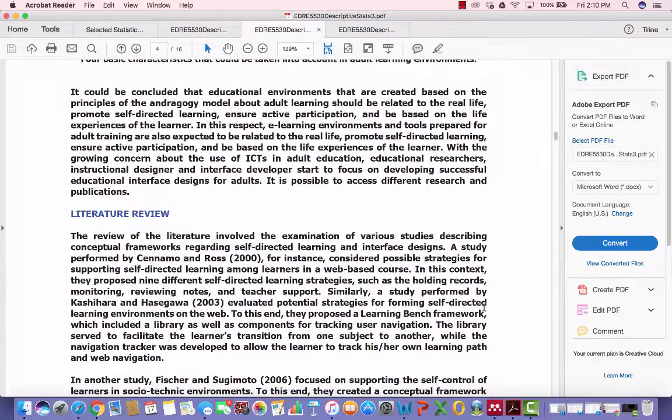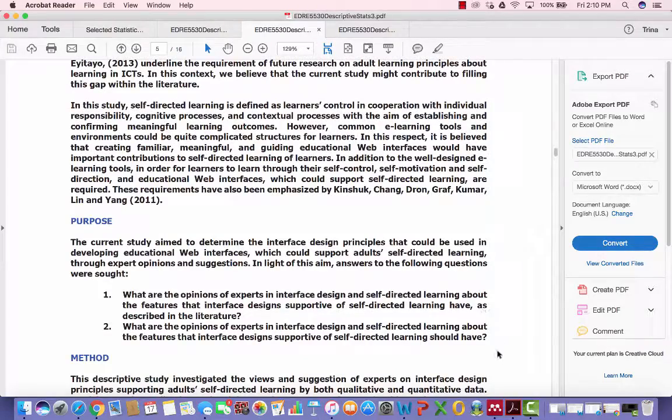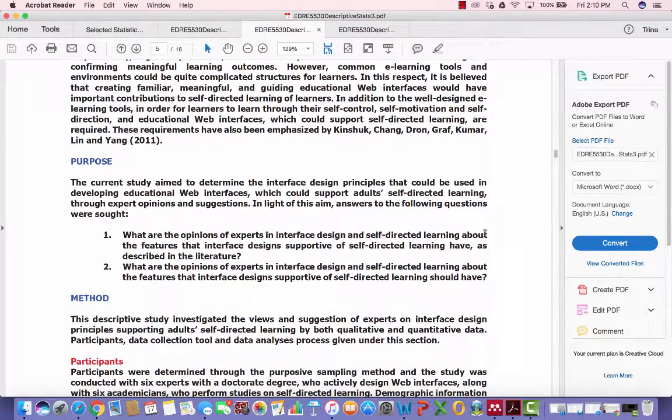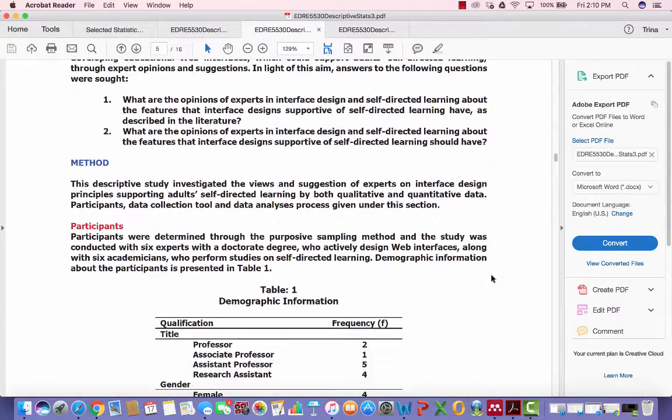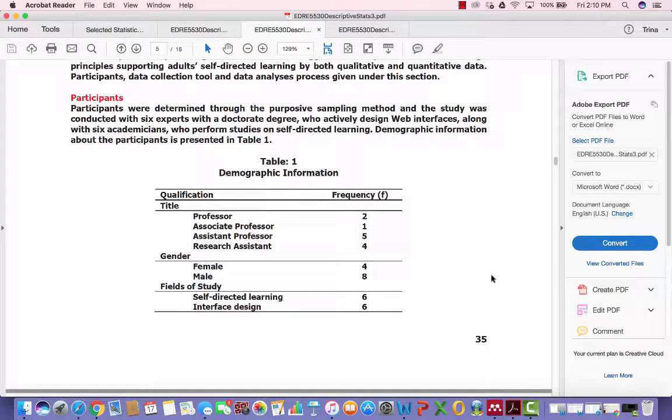The study also contains a literature review, a purpose statement, and clearly stated research questions, which are just right down here, 2 research questions. In the method section, just to use the words of the author, this descriptive study investigated the views and suggestions of experts on interface design principles supporting adult self-directed learning by both qualitative and quantitative data. That may ring bells in your head going, wait, that's a mixed method study, but I really don't think it is. And I'll show you some more of the findings that I think back that up.